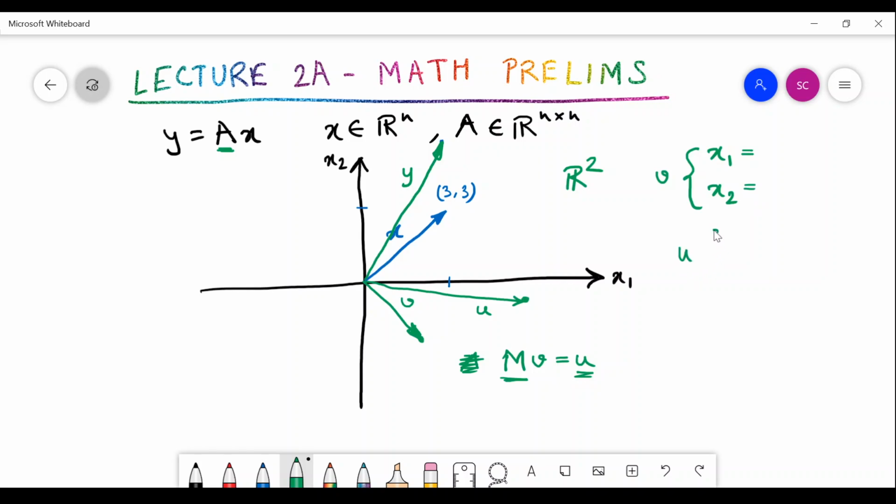Similarly, you would have an x1 component and an x2 component. So why do we have only x1 and x2? Because the dimension of the vector space is two. So we know that a two-dimensional vector space is nothing but the plane.